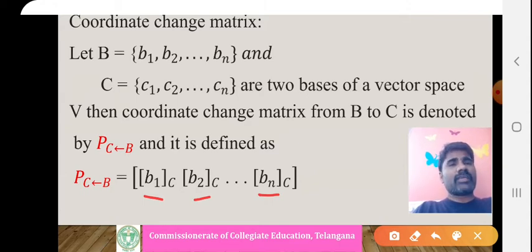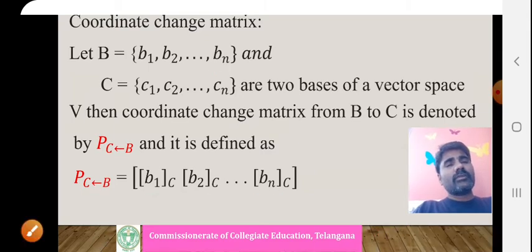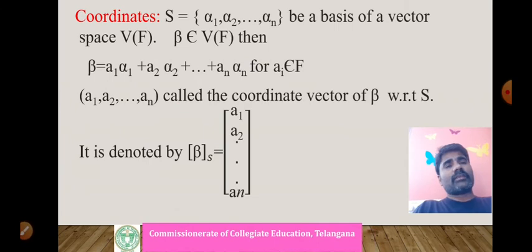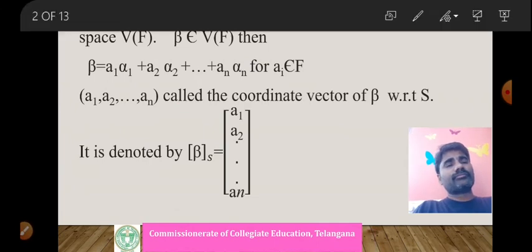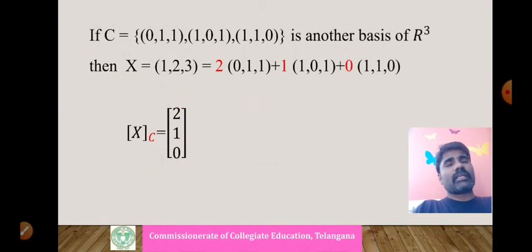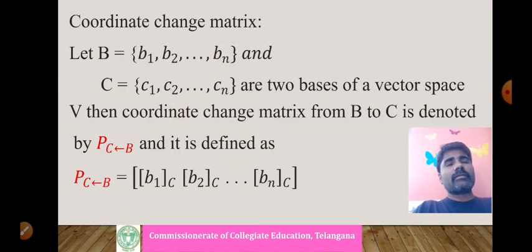The dimension of V is n, since its basis consists of n vectors here, B1, B2, Bn. That's why its dimension is n. Then the coordinate change matrix from B to C is an n by n square matrix. Here each B1 is an n component vector, like this, A1, A2, An. That's why each B1C, B2C is an n component vector, and P becomes an n by n matrix.